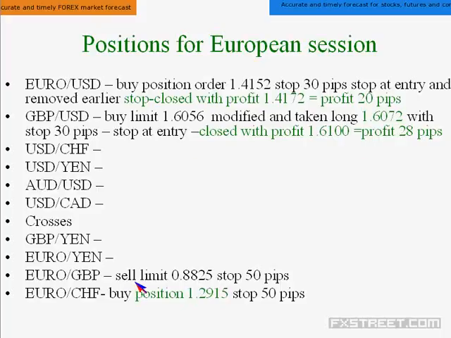Then I kept a sell limit order in the case of Euro GBP at 0.8825, and it was still not filled. It has not gone down or gone up. Currently Euro GBP is hovering around 0.878992 level, so it is not being filled.